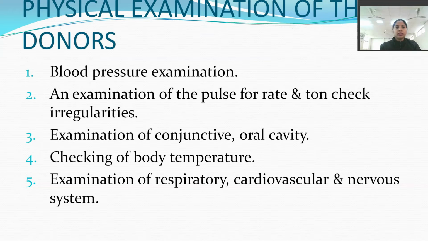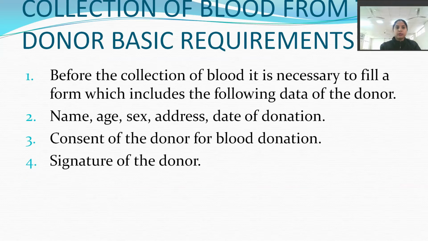Physical examination of the donor includes blood pressure examination and examination of the pulse for rate and tone to check irregularities, examination of conjunctiva or oral cavity, checking of body temperature, and examination of the respiratory, cardiovascular and nervous systems. Next, collection of blood from the donor, basic requirements.